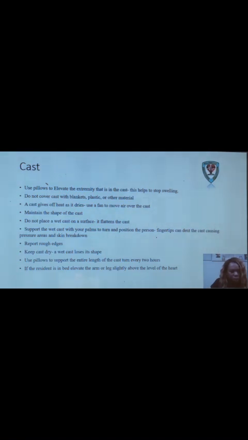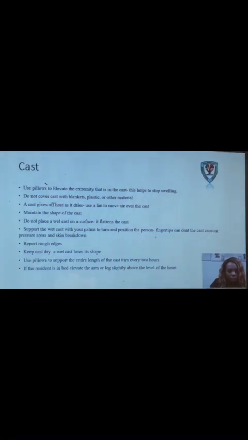You want to keep the cast dry because a wet cast can lose its shape. You use pillows to support the entire length of the cast, and you should continue turning a resident every 2 hours. Just because a resident has a cast in place doesn't mean that you don't have to position them. If the resident is in bed, you want to elevate the arm or the leg slightly above the level of the heart.